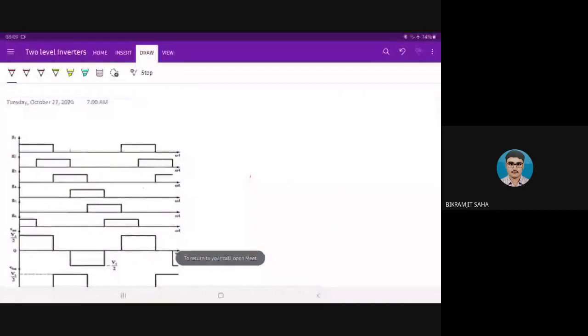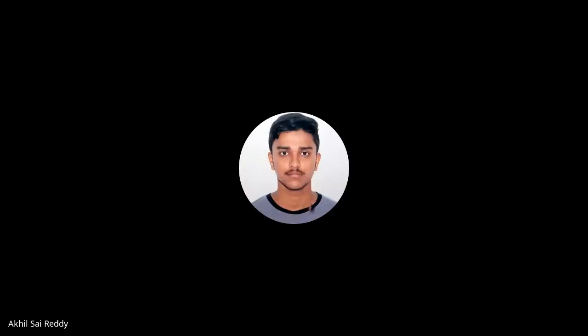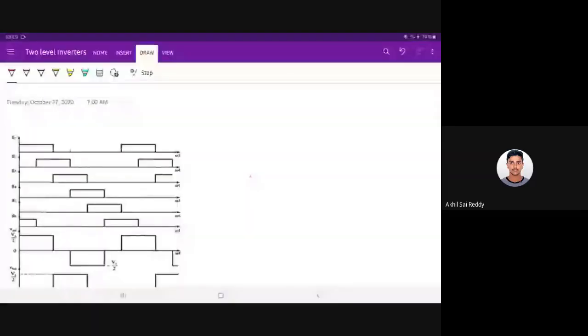Right. So previous class, we started discussing space vector. My voice is audible, right? Yes, sir. Okay. So previous class, we started discussing space vector modulation, right? So we will repeat this for a brief period of time, right?